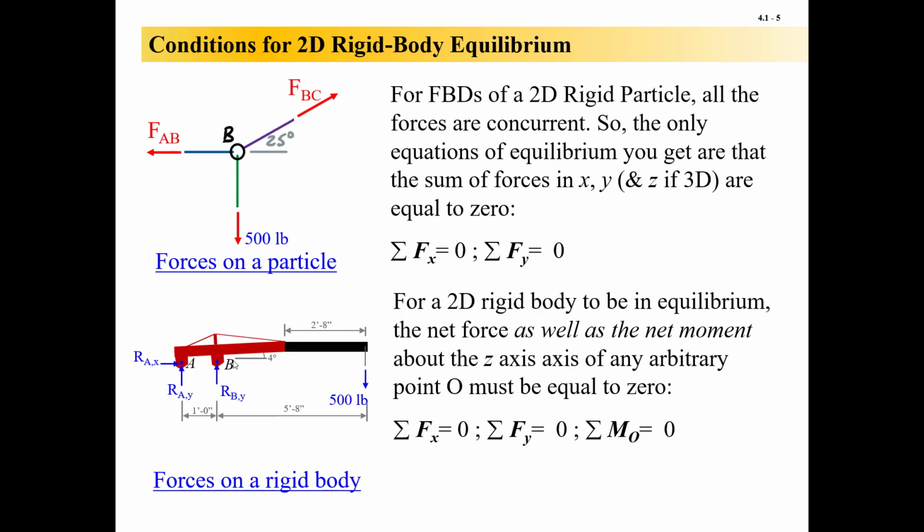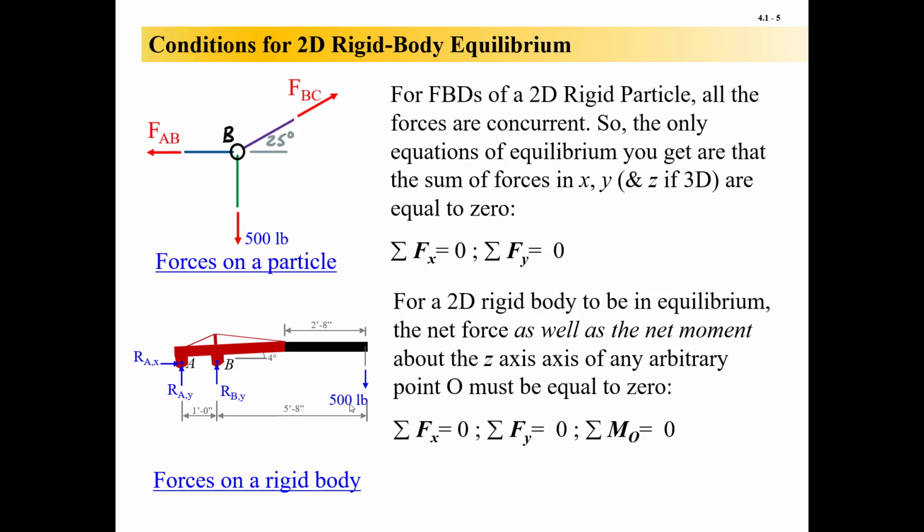You could sum moments about B and get RAY, because RAX, I believe, goes through B. RAY and then the 500-pound force would be the only things generating moment about B if I sum moments about B. The point is you can always pick spots, and you can pick very strategic locations, and it'll make a lot of your unknown values just disappear temporarily from your equation. So you don't need to solve for them. You can isolate things, so it's extremely helpful.